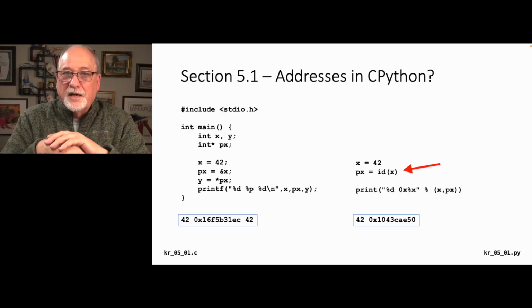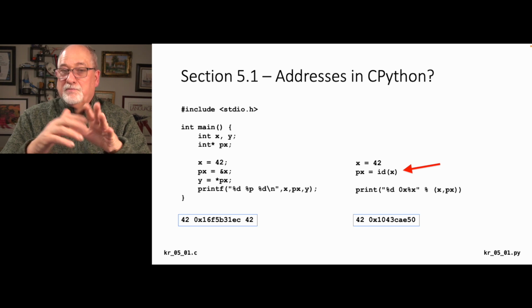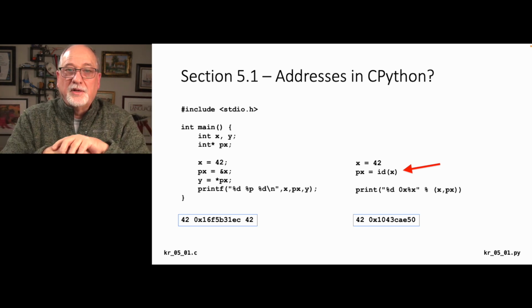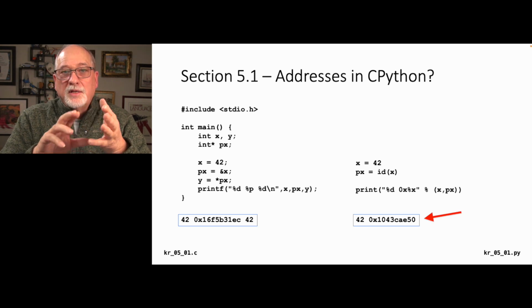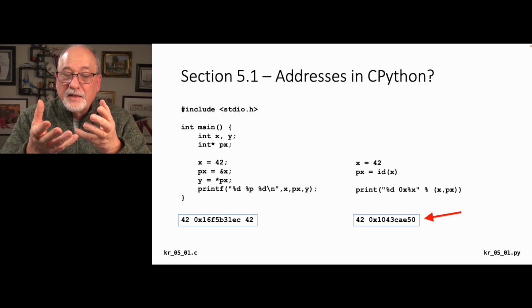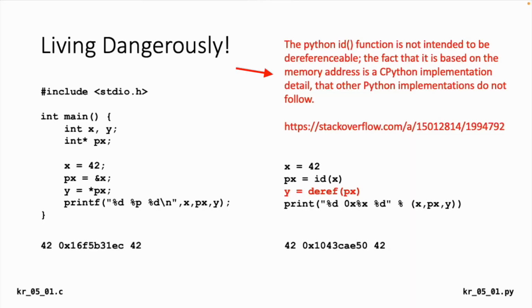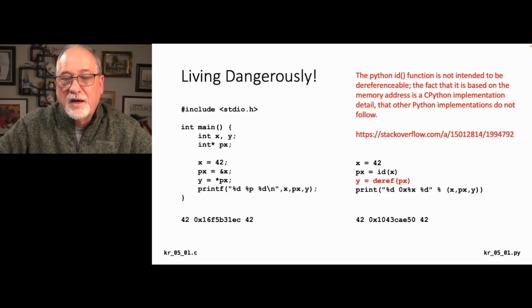And so what I'm telling you with this ID function is something that will work for the moment in CPython, but not necessarily every other one. If you print it out and you say what is x and what is the ID of x, it's kind of like the address. And if you look at the documentation, it says, don't think this is the address, right? It says the Python ID function is not intended to be dereferenceable, meaning we're not supposed to look up memory from that. The fact that it's based on the memory address is a CPython implementation detail that other Python implementations do not follow.